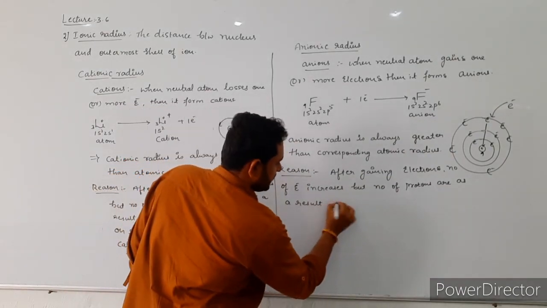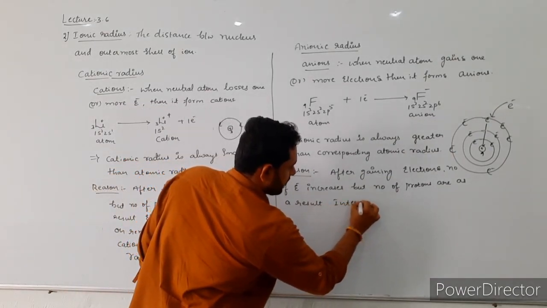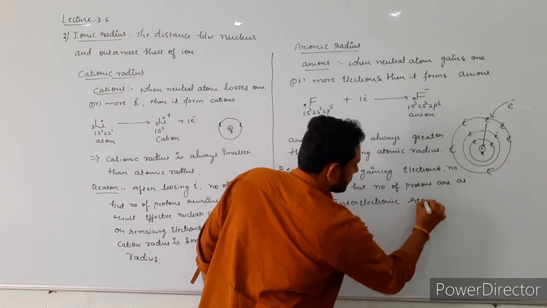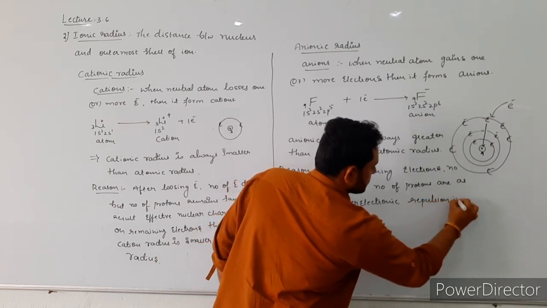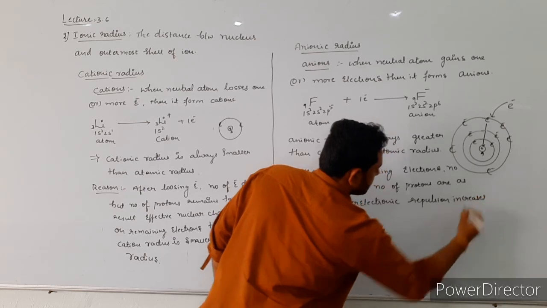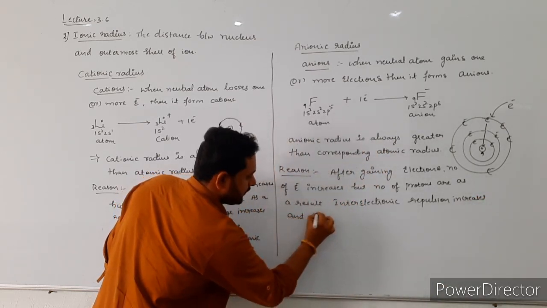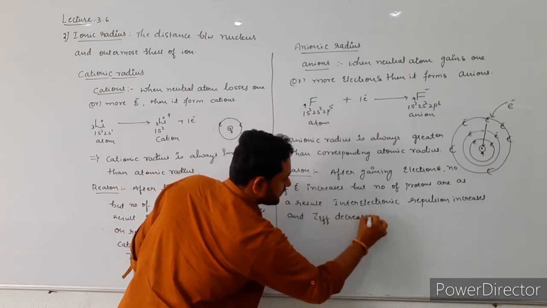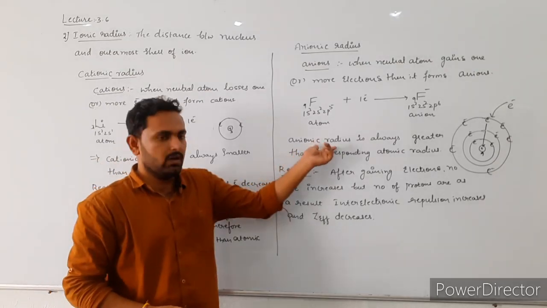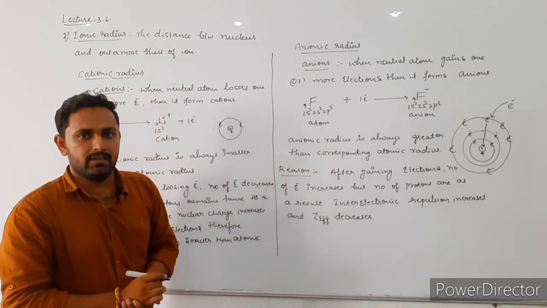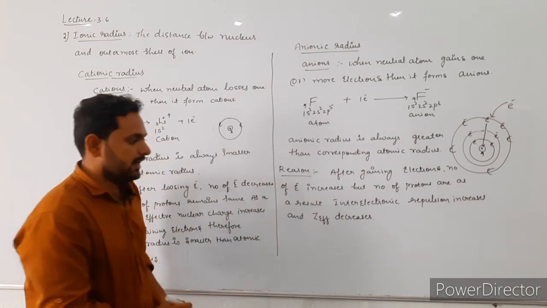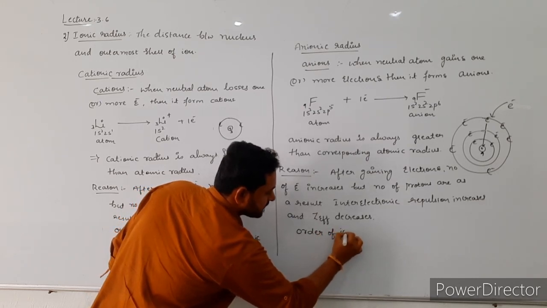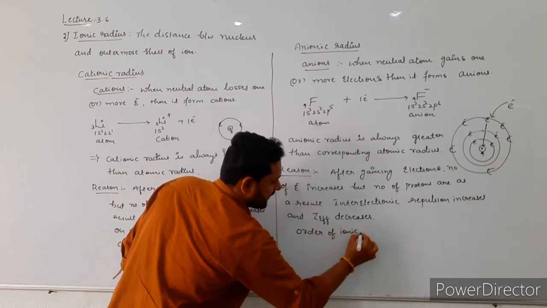As a result, interelectronic repulsion increases and effective nuclear charge decreases. That's why anionic radius is always greater than atomic radius. This is the reason. Now I will write the order of ionic radius.